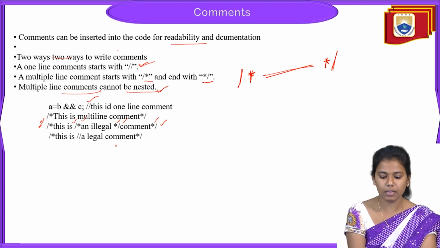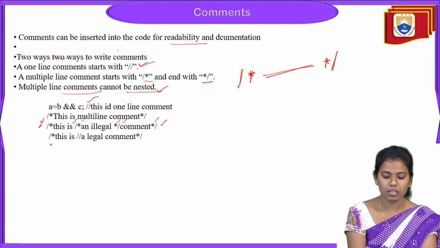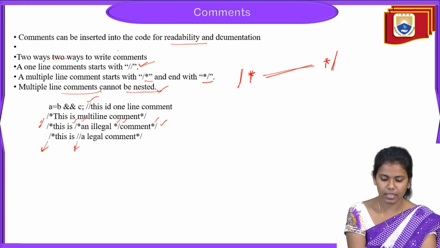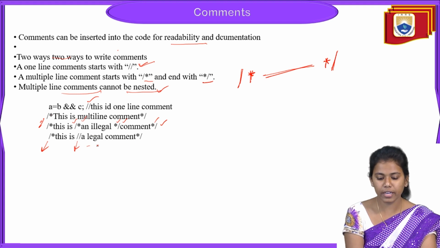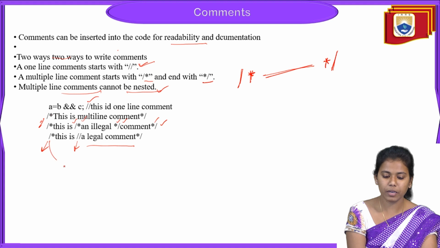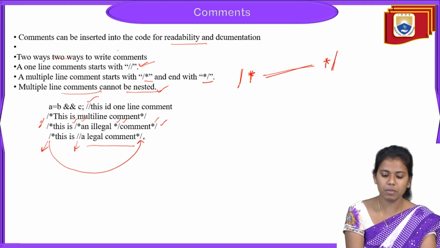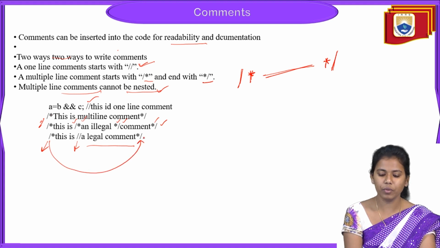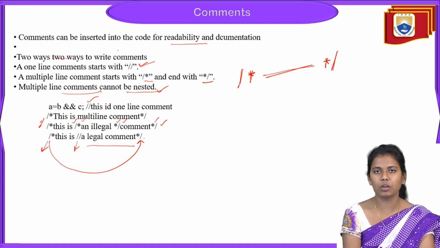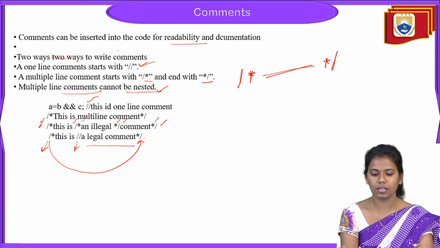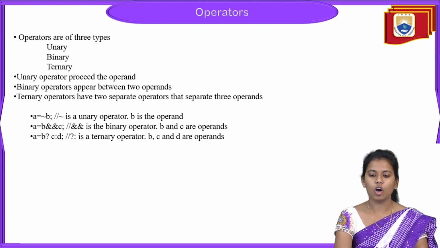And the legal comment starts with slash, star, then has a single line comment, and ends with a multi-line comment ending. So we can say it is a legal comment. So this is one of the constructs that you see in the program, how we are using comments. Coming to the operators.